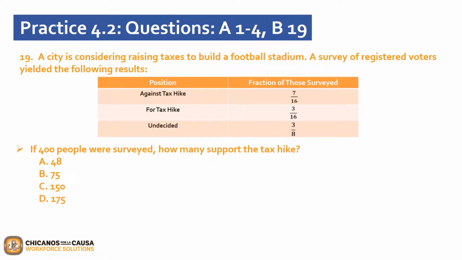Okay, so for question 19, go ahead and work on this on your own by clicking pause. Once you're ready to review it together, go ahead and click play. But just to make sure that we have our instructions set, let's go ahead and read the problem first. A city is considering raising taxes to build a football stadium. A survey of registered voters yielded the following results. If 400 people were surveyed, how many would support the tax hike? All right, good luck everyone. We'll see you soon.